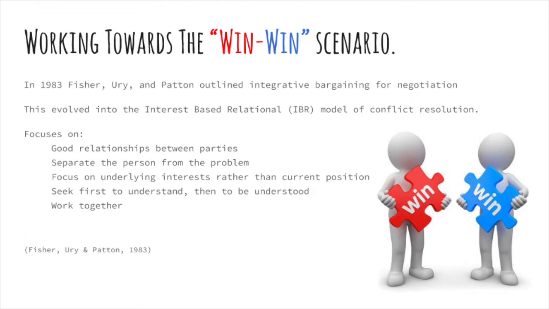In 1983, Fisher, Ury and Patton outlined the developing integrative bargaining method of negotiation. This process evolved into the interest-based relational model of conflict resolution. This approach attempts to separate the personal parties from the problems to be resolved and directs both parties to work together towards a win-win result.